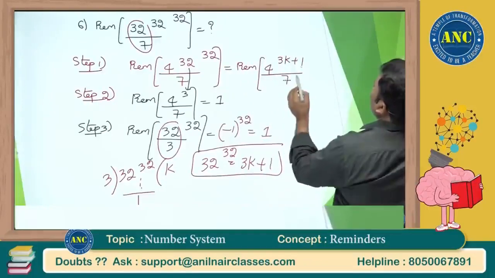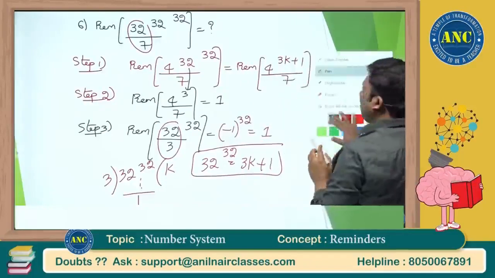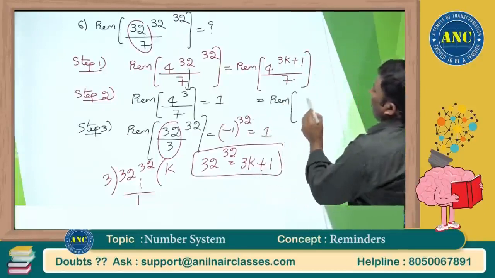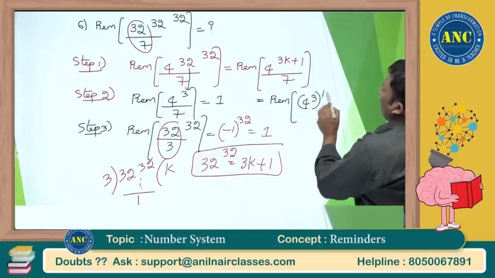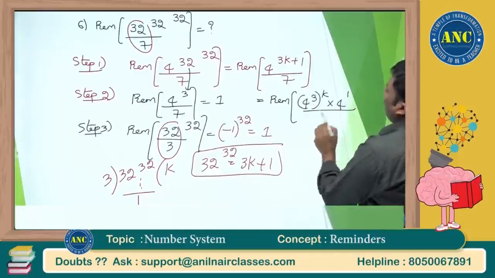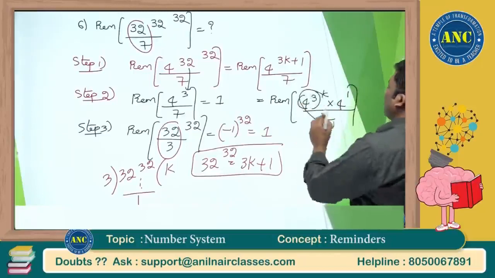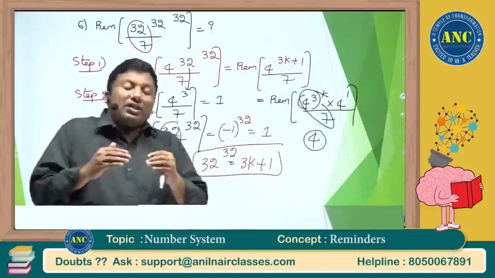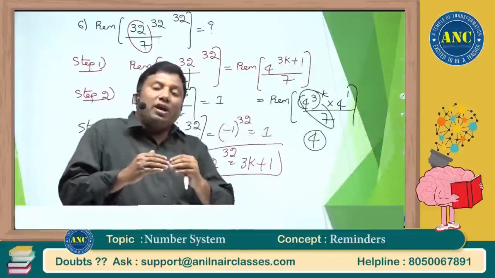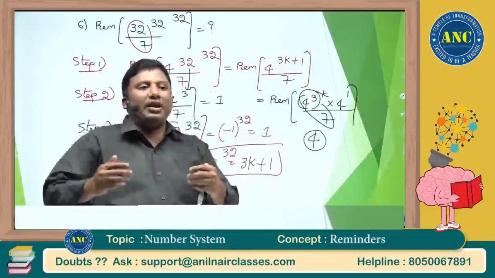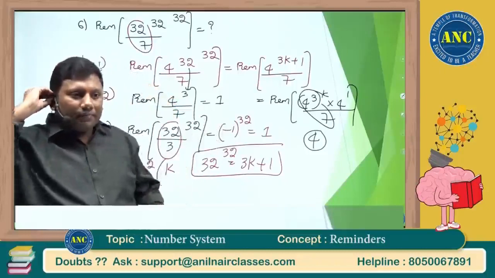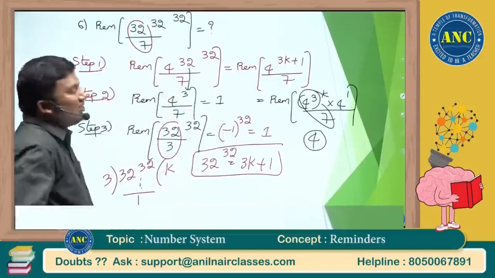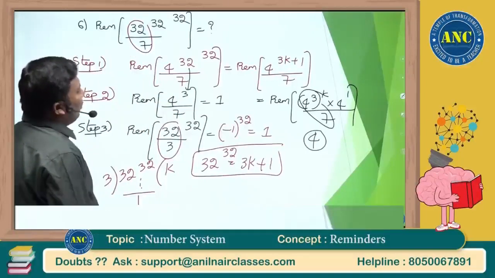4 power 3k plus 1 divided by 7. Now you got the answer. It is nothing but 4 power 3 power k into 4 power 1 divided by 7. 64 by 7, remainder 1. 1 4s are 4. First we did it for the first power, then we are raising from the power to the power. Then I will do it for an infinite. I hope the idea is clear. 7 4s are 28. Remaining it is 4 power 32 power 32.